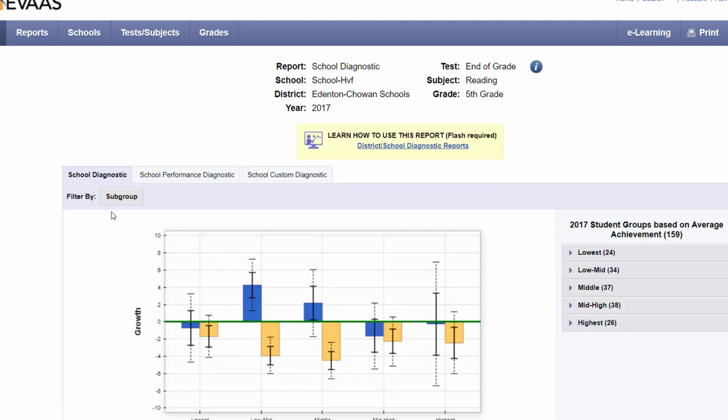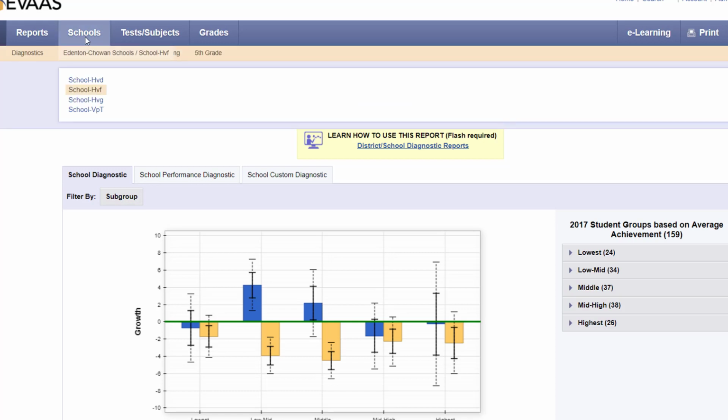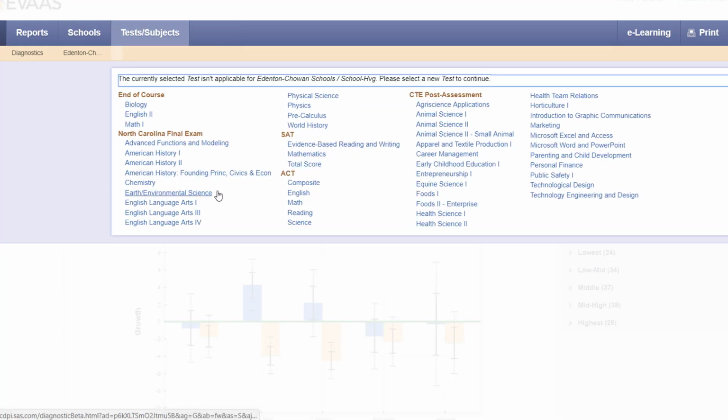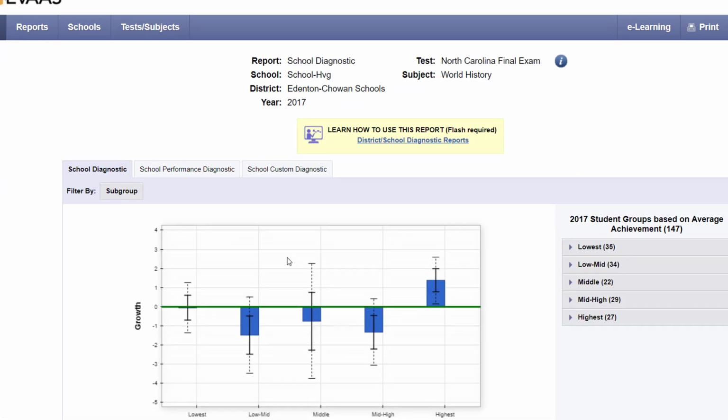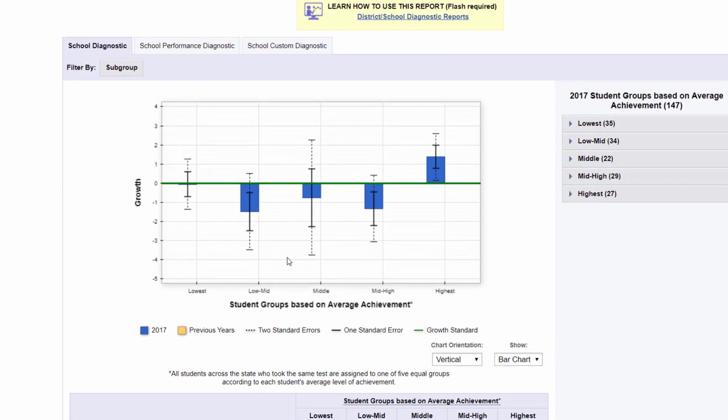A powerful tool to use with some of your teachers, depending on the grade and subject area and what you're trying to get your teachers to see within the school diagnostic report, is one that I did with the high school teachers in our district. I'm going to go to our high school, and I'm going to show you a pattern that I saw in looking at our history teachers' results. So here's world history. This is the school diagnostic report.